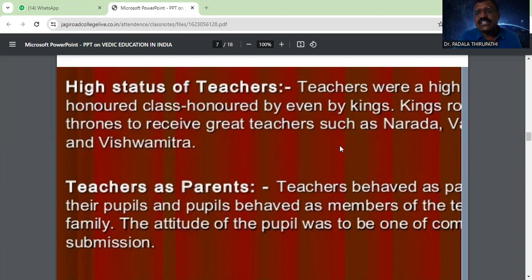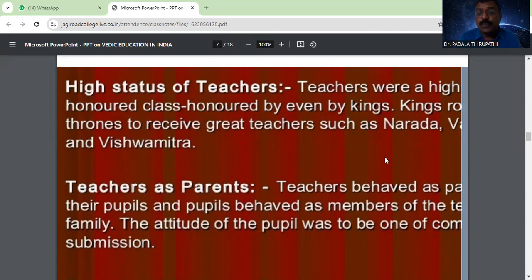And they received great teachers such as Narada, Vasistha and Vishwamitra. Teachers behaved as parents to their people. Remember, nowadays teachers just enter the classroom and tell a little bit of what they have prepared in their subject, vomiting it among the four walls of the classroom. But my dear friends, in the ancient period, the teachers themselves acted as parents of their people, and they were like family members.